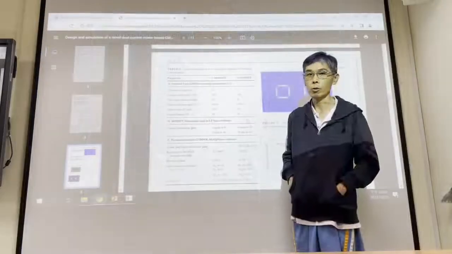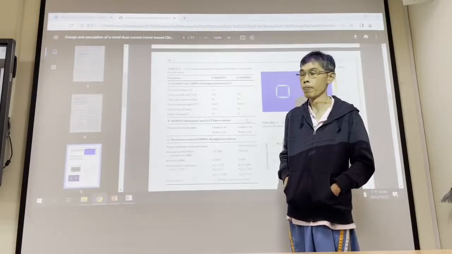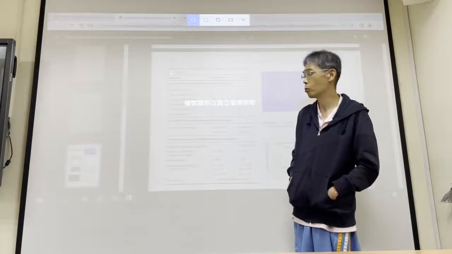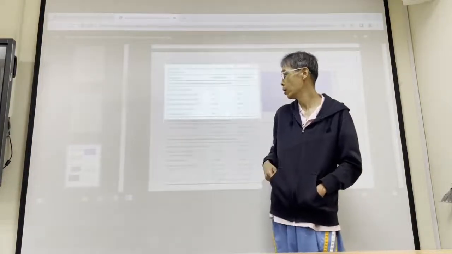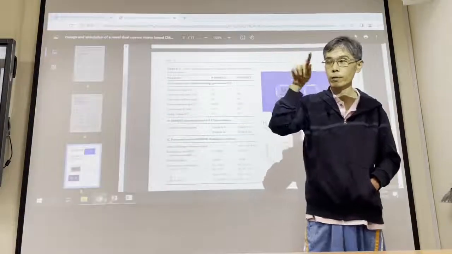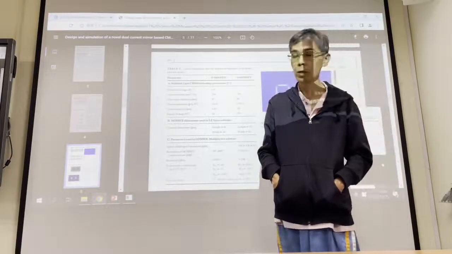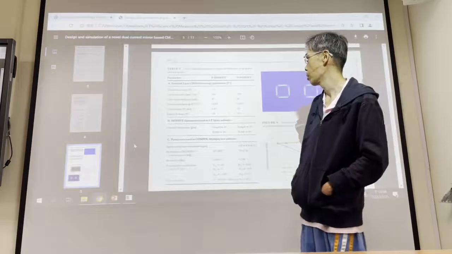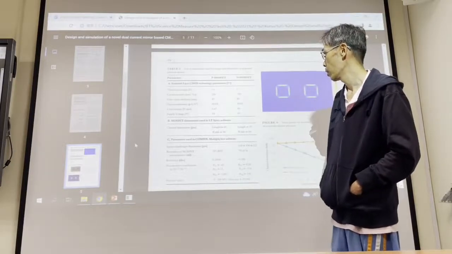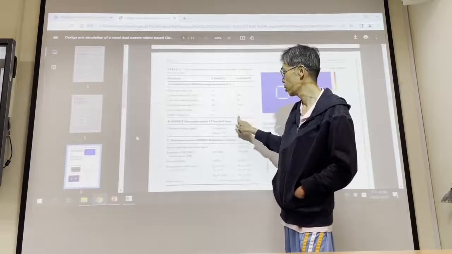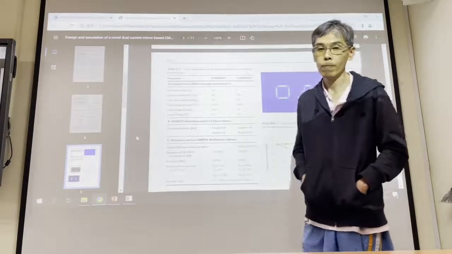To use in your SPICE model. And the early voltage, VA, is 1 over lambda, the early voltage. So they give you the early voltage.